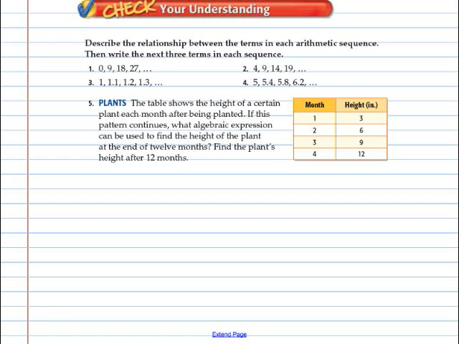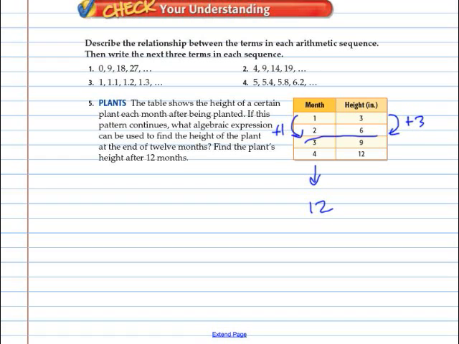The table shows the height of a certain plant each month after being planted. If this pattern continues, what algebraic expression can be used to find the height of the plant at the end of 12 months? Find the plant's height after 12 months. So we want to skip from 4 down to 12. We can see that we're increasing here by 1. We can see that we're increasing here by 3.